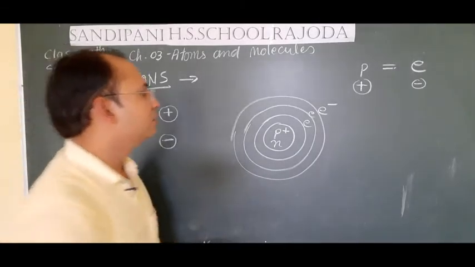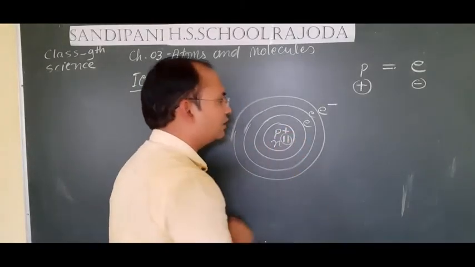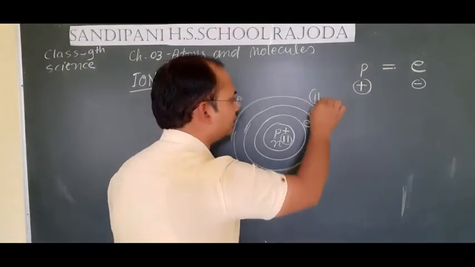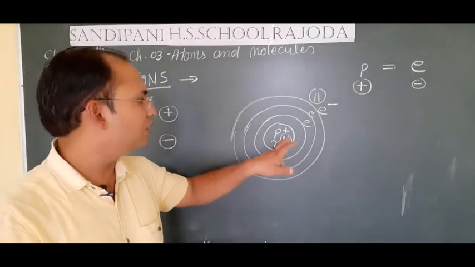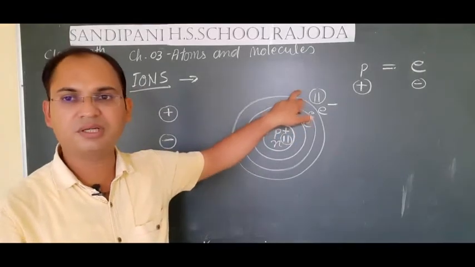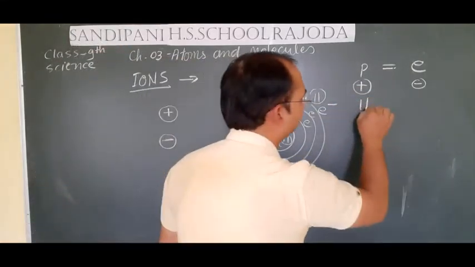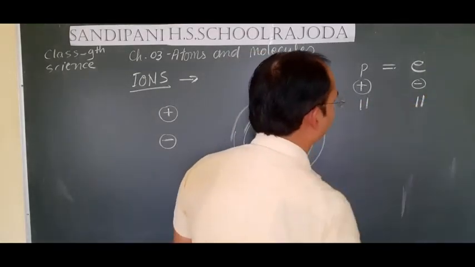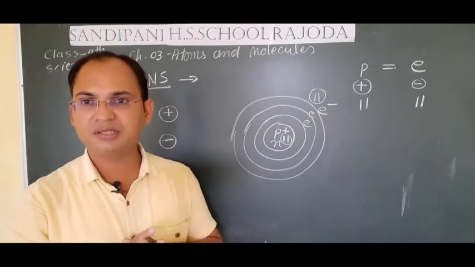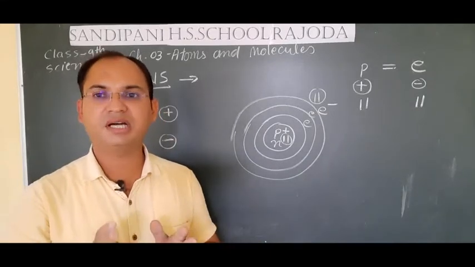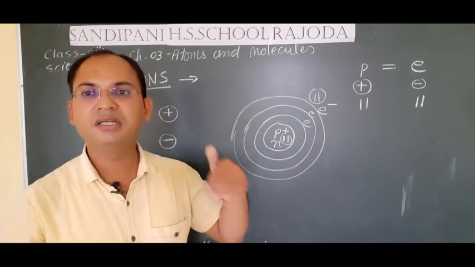But here let's take an example that 11 protons are here and 11 electrons are here. So number of protons 11, number of electrons 11, both are equal. Here the 11 positive particles and 11 negative particles are cancelling the effect of each other, and the resultant of the charge is 0, and the atom is electrically neutral.